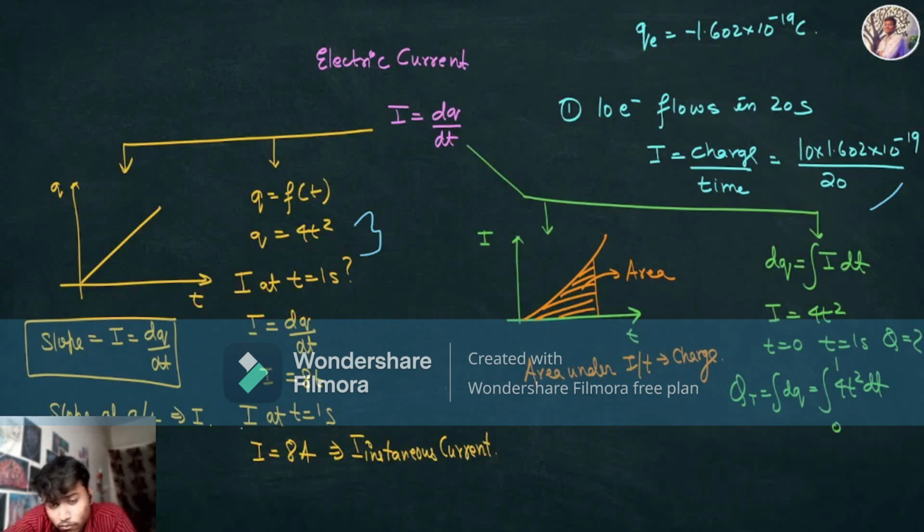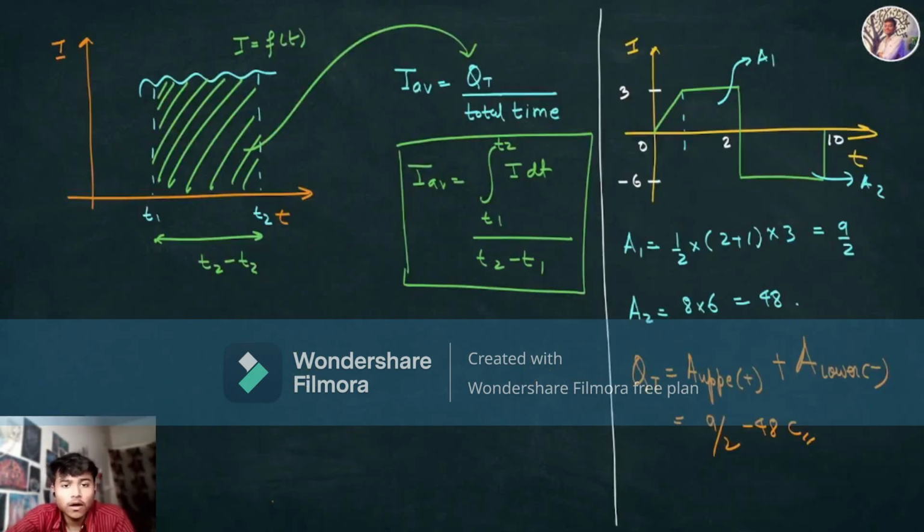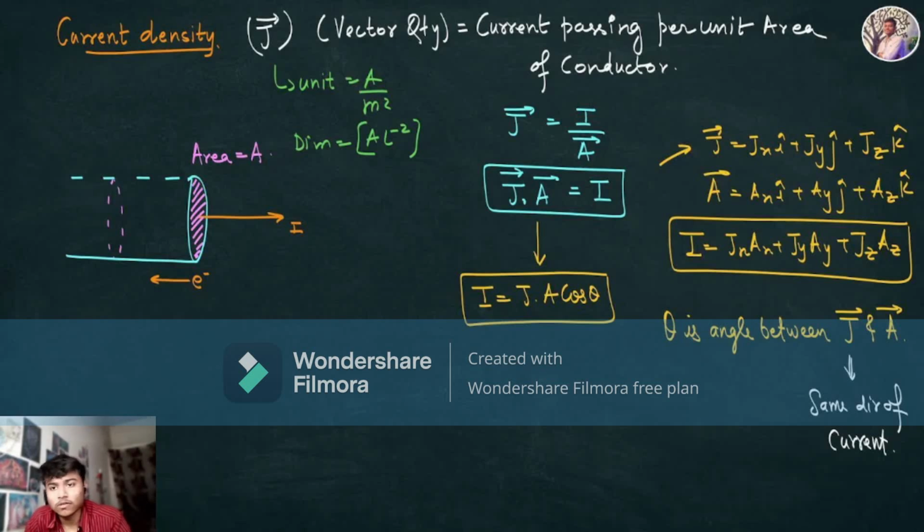The integral of I dt, where 4t square is given, equals the integral of 4t square dt, which is 4t cube by 3. Just put the limits 0 and 1 in it, and we will get the answer. If one value is positive and the second value is negative, then a1 minus a2 will be the answer.